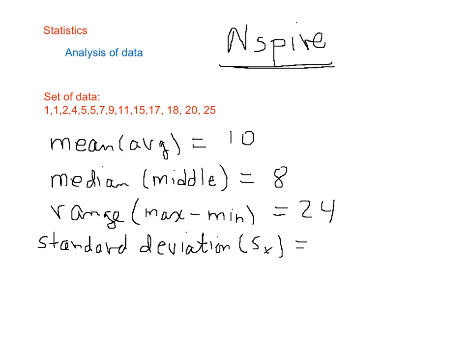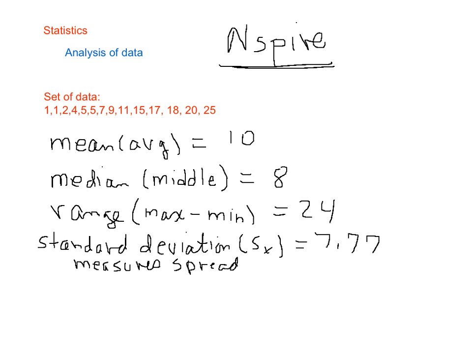The standard deviation is the one that you really need your calculator to compute. And this is a number that gives you some idea of how spread out the data is. Now, when we use our Inspire on this set of data, the standard deviation comes out to be somewhere around 7.77. And it measures the spread of the data.